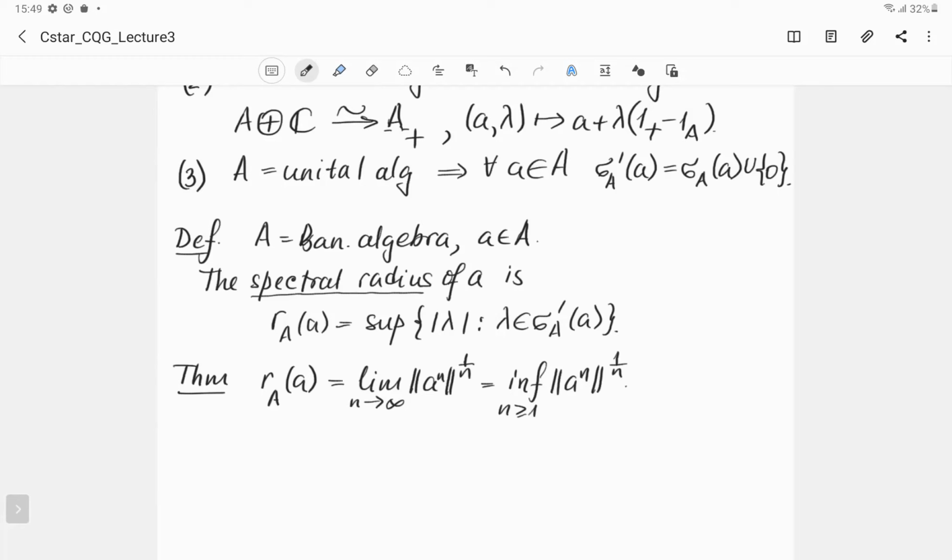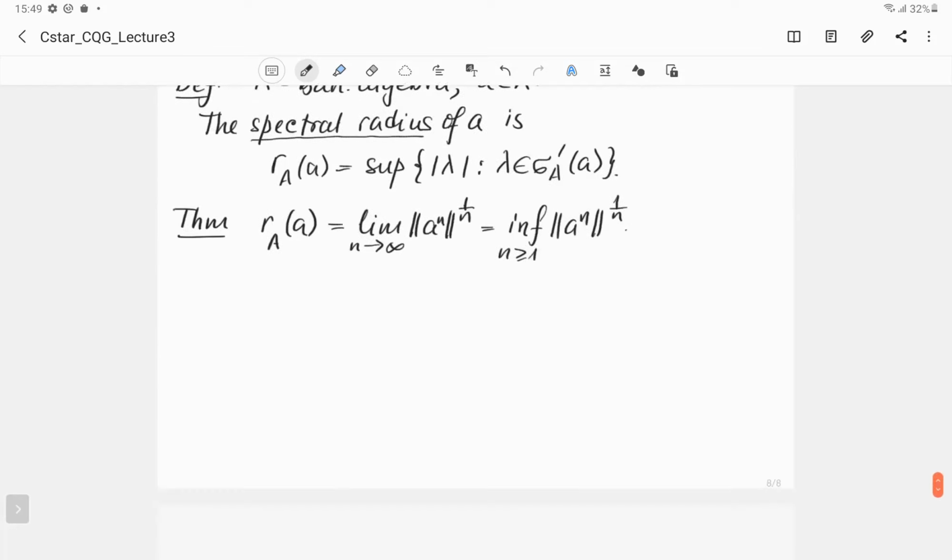Okay, now we are ready to extend the notions of maximal spectrum and the Gelfand transform to the non-unital case. Maximal spectrum and Gelfand transform for non-unital Banach algebras.